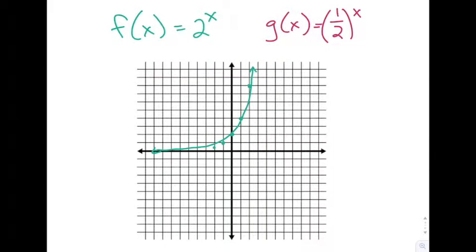And then similarly, for f of x equals 1/2 to the x, at x equals 0, we had y equals 1. At x equals 1, we have y equals 1/2. At x equals 2, we have y equals 1/4. And then if we go to -1, we have y equals 2. And then if we go to -2, we have y equals 4. So then the graph of our g of x, exponential function with base 1/2, looks something like this.